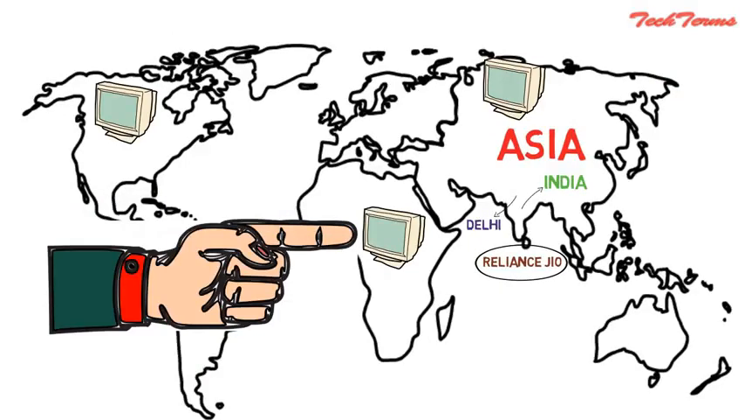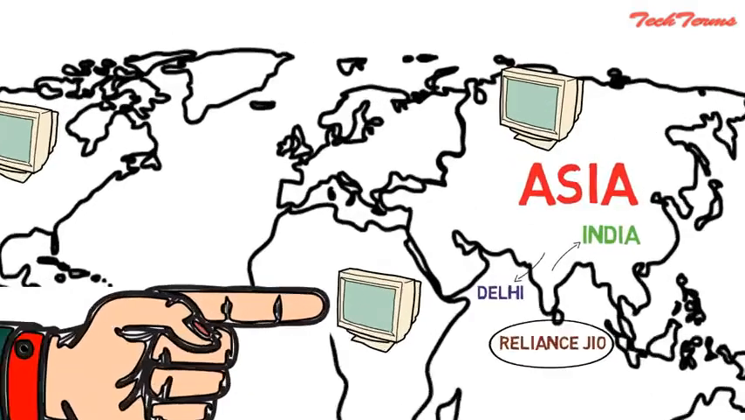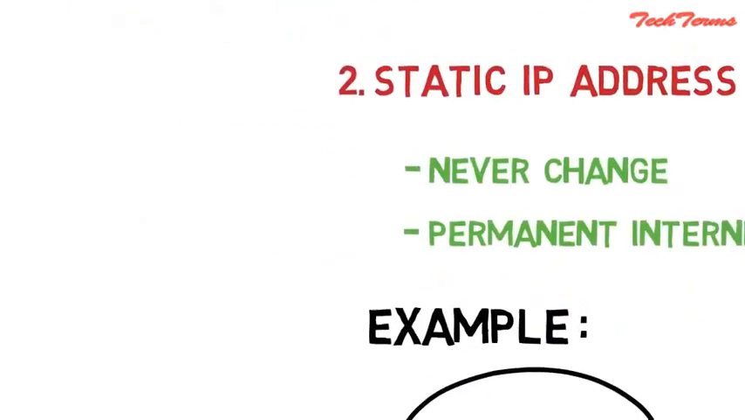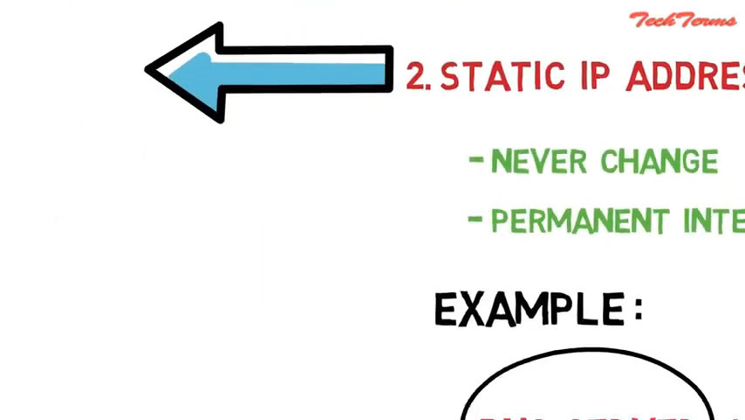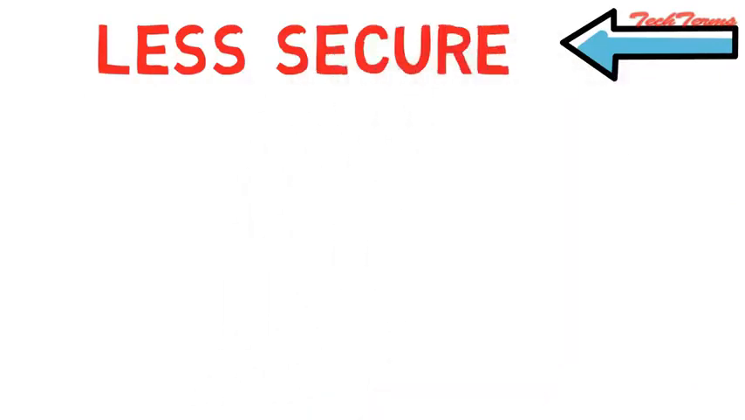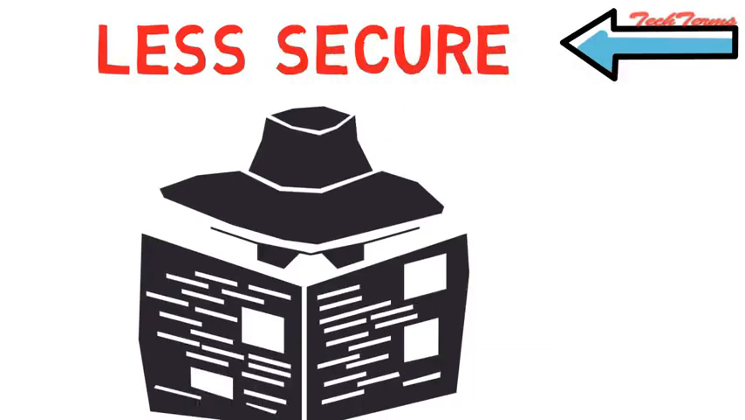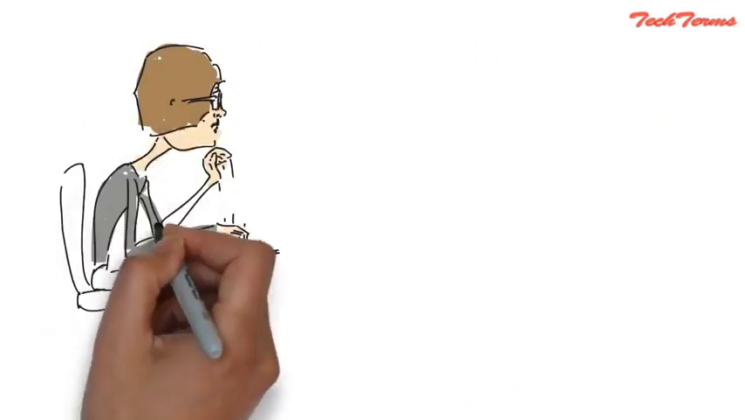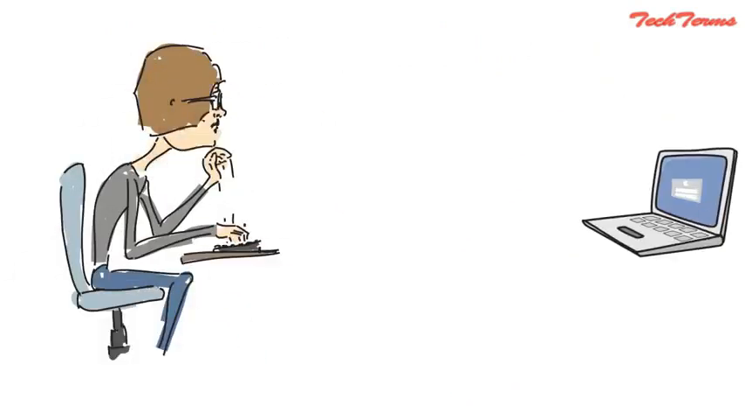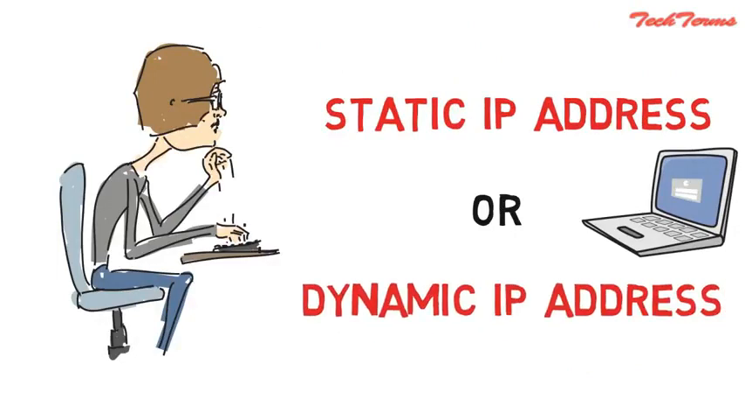Therefore, IP address allows billions of digital devices to be pinpointed. Static IP addresses are considered somewhat less secure than dynamic IP addresses because they are easier to track. However, following safe internet practices can help you to keep your computer secure no matter what type of IP address you use.